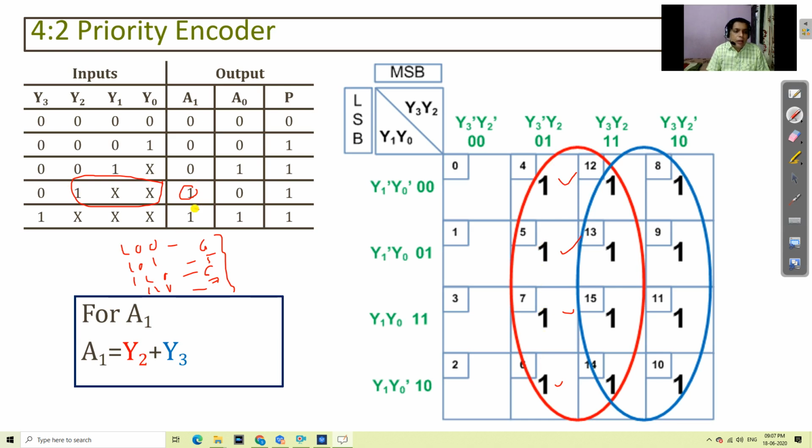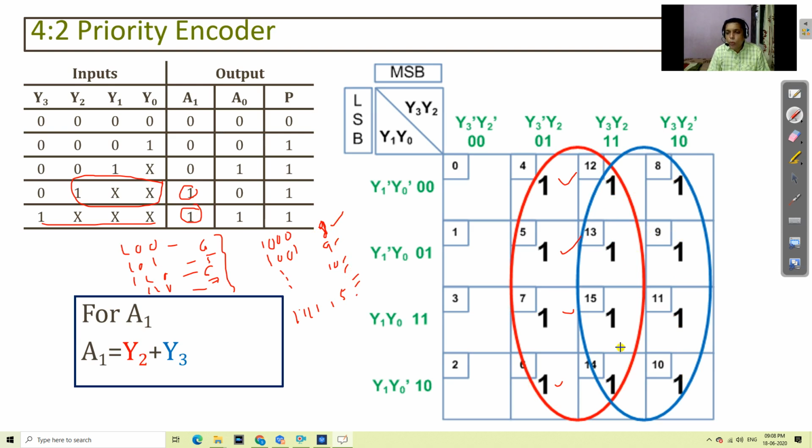Next, A1 is again 1 for this combination. So what is this combination? It will start from 1 0 0 0, then 1 0 0 1, and likewise go up to 1 1 1 1. That is, it will start with 8, 9, 10, and go up to 15. This output will be 1 when the input is 8, 9, 10, 11, 12, 13, 14, 15. So I will write 1, 1, 1.